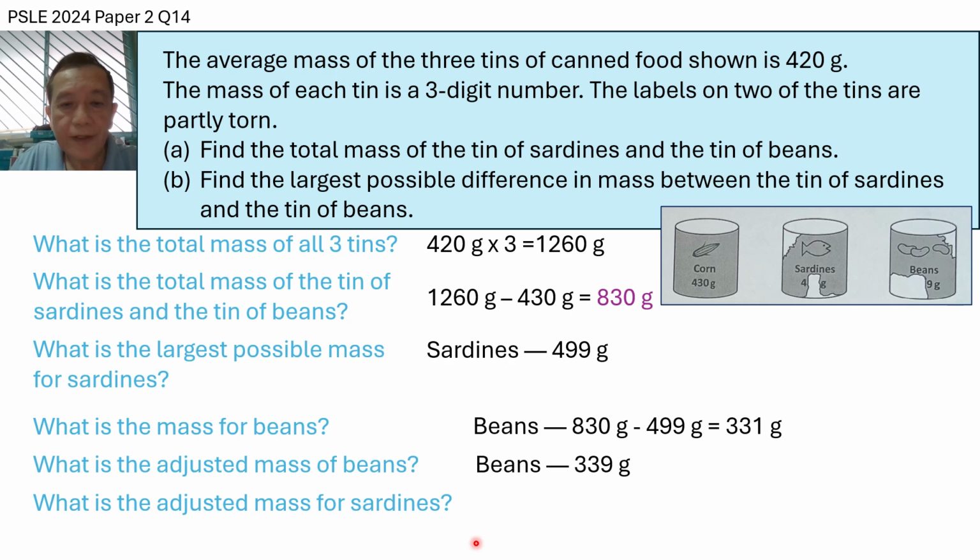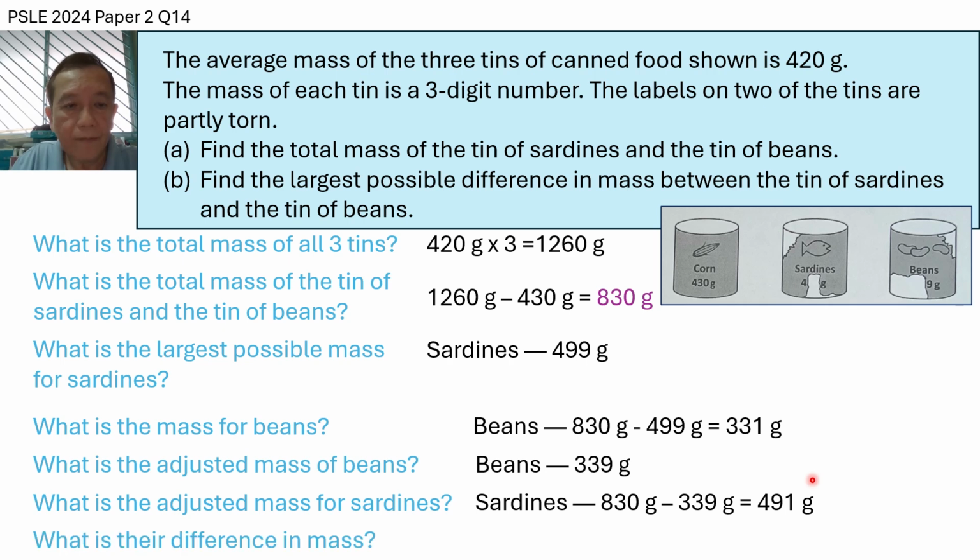What is the adjusted mass for sardines? Subtract from 830 grams, we have 491 grams. What is the difference in mass? 152 grams.